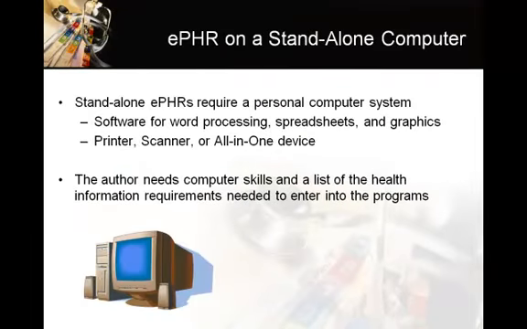The first type of electronic personal health record is on a standalone computer. That's going to require a personal computer system with software for word processing, spreadsheets, and graphics, as well as a printer, scanner, or all-in-one device for input and output to the computer. The author will need computer skills and a list of the health information requirements needed to enter into the programs.